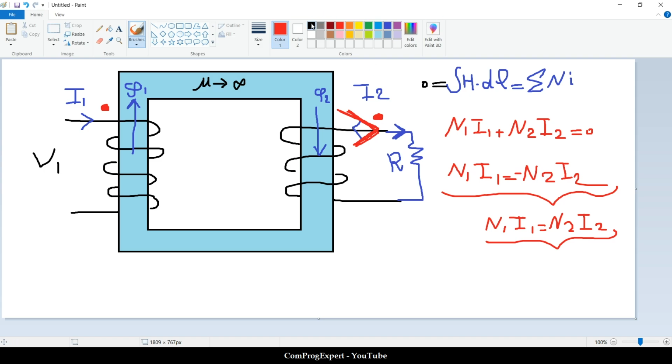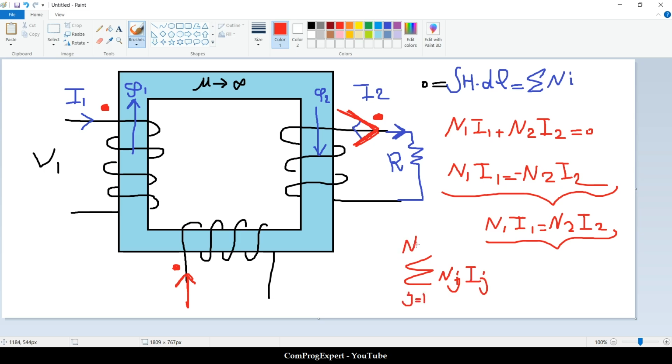Yes, if you add another coil here, you can use the same dot point as the reference of the current. If you consider all currents entering the dot points, you can write this summation of Nj Ij, with j equal to 1 to the number of coils that you have. So anyway, this is not our case. Our case is just 2 coils.